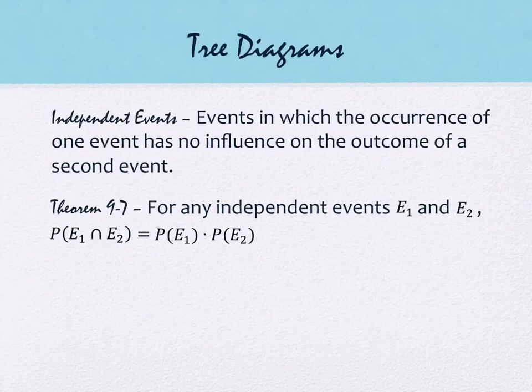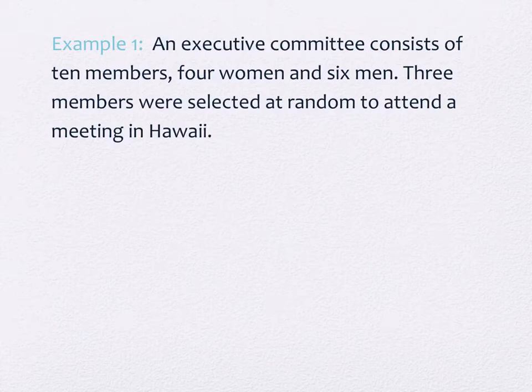Okay, this one is an example of events that are not independent. So we've got an executive committee of 10 members. So there's 10 people on a committee. 4 of them are women and 6 are men. And we're going to select 3 of them to go to Hawaii.